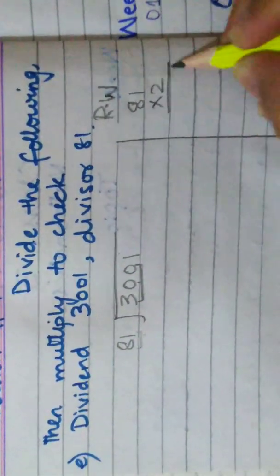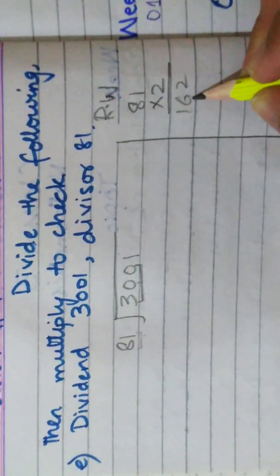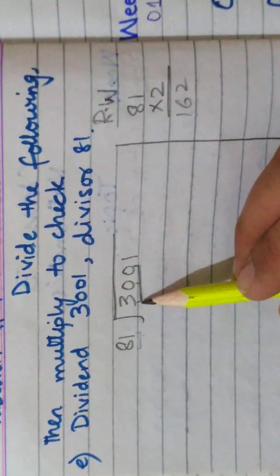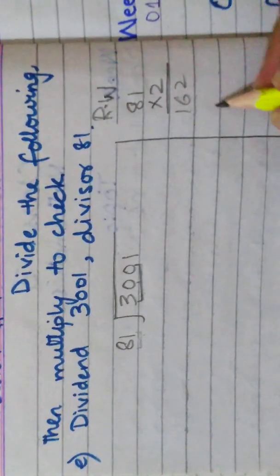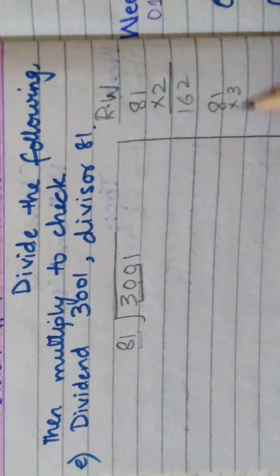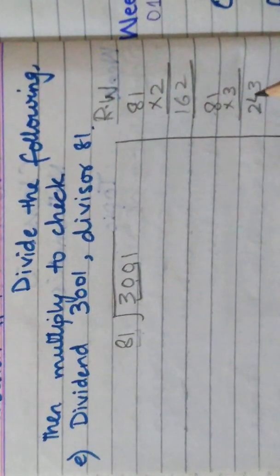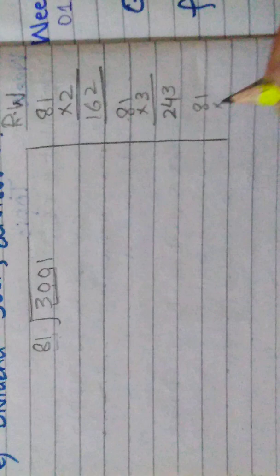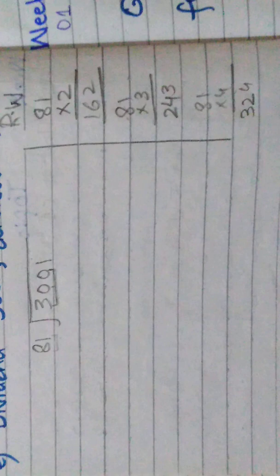Now 81 multiplied by 2 is equal to, 2 ones are 2, 2 eights are 16. Now 162 is less than 300, but we do not know is it closer to 300 or it can be equal to 300. So we will multiply 81 with 3. 3 ones are 3, 3 eights are 24. Now again we will multiply 81 with 4. 4 ones are 4, 4 eights are 32.